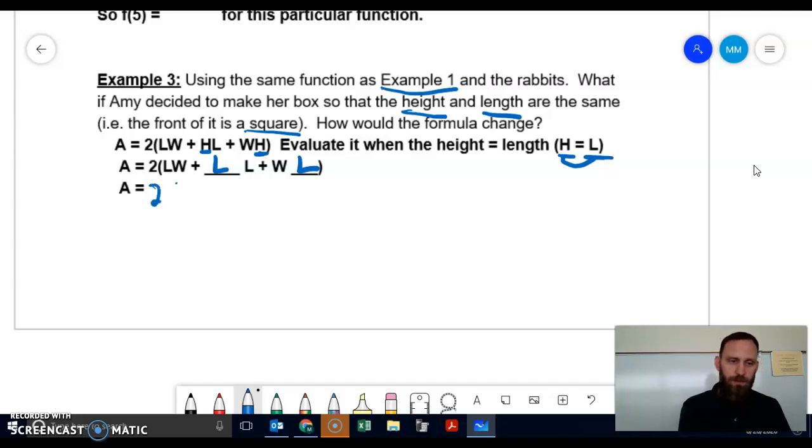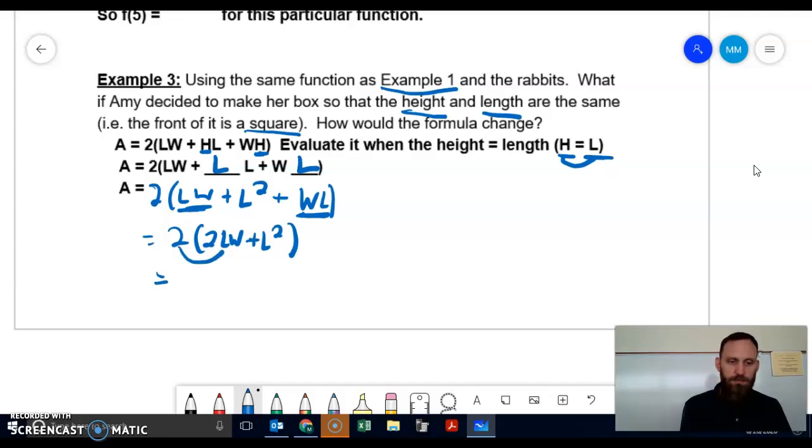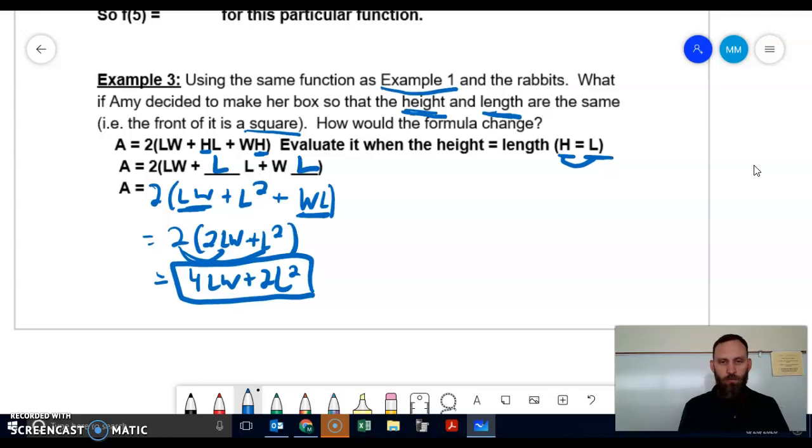So now let's simplify this one. What I have is LW plus L times L, anything times itself is squared, plus WL. Well, LW and WL are the exact same thing, so I'm going to add those together. I have one LW plus another LW, so that's two LWs plus L squared. And knowing some algebra, I could go a little further. I could multiply 2 times 2 and make 4LW, and even distribute the 2 into this term and make 2L squared. And now I have a formula for the surface area of a box where the height and length are the same. And we've written a new formula.